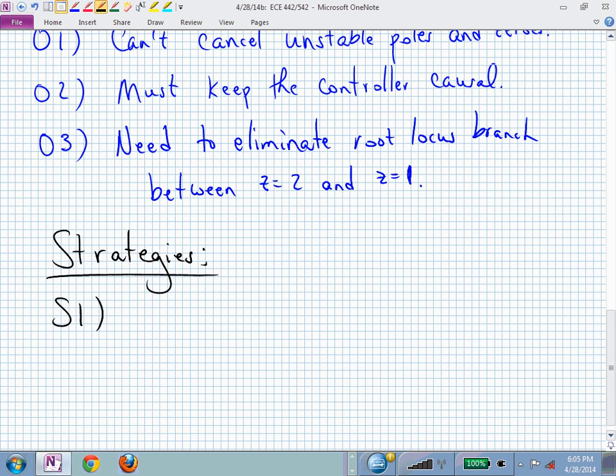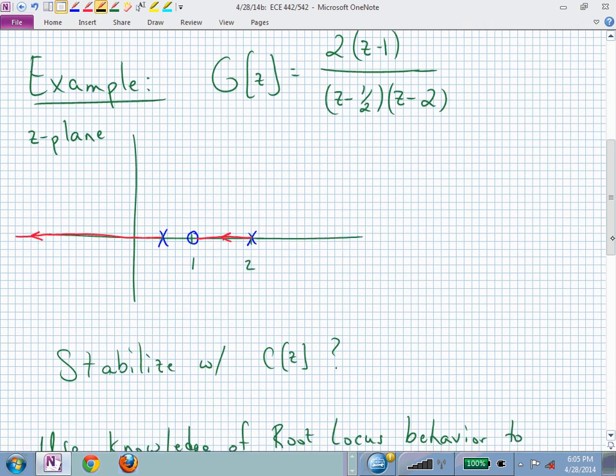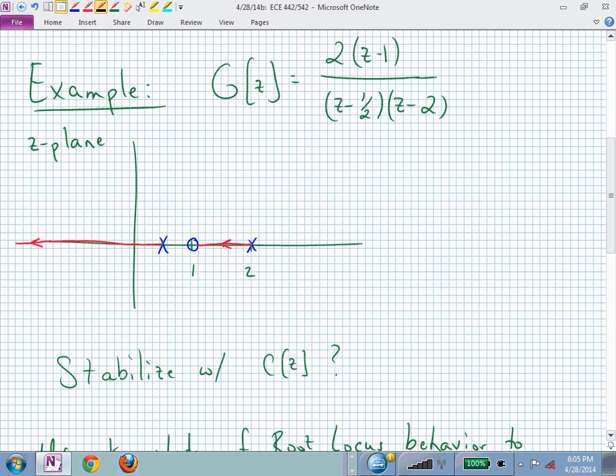S1. We had O1, O2, O3. Now we have S1. Let's attack this third observation first. How can we get rid of that branch between 1 and 2? Again, we have poles and zeros we can throw down on that diagram, and we cannot put a zero on the x at 2, and we can't put an x on the O at 1. Is that clear?